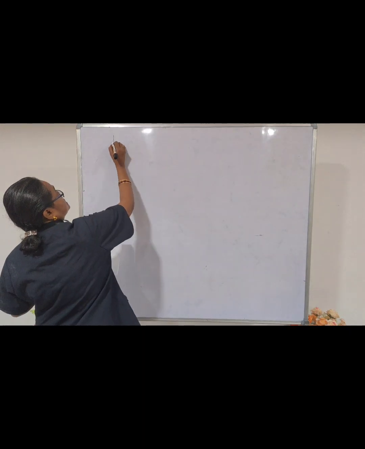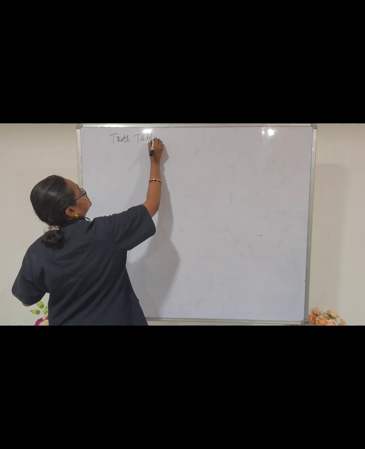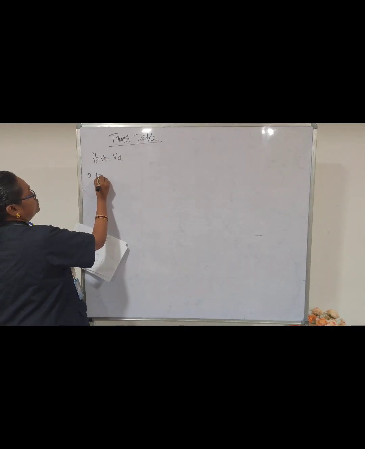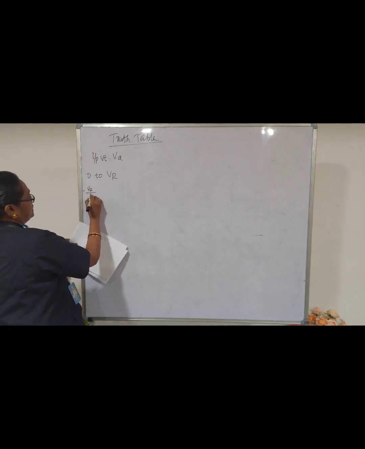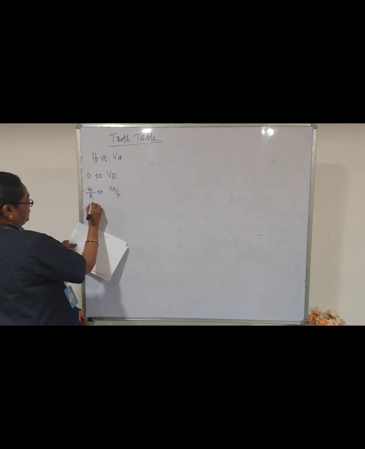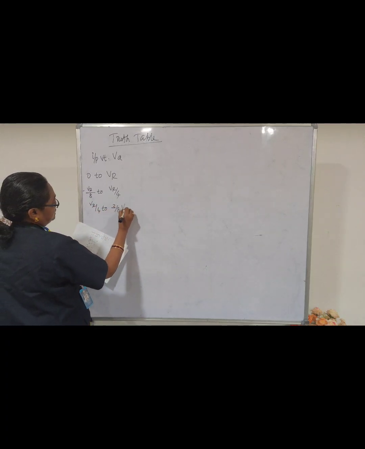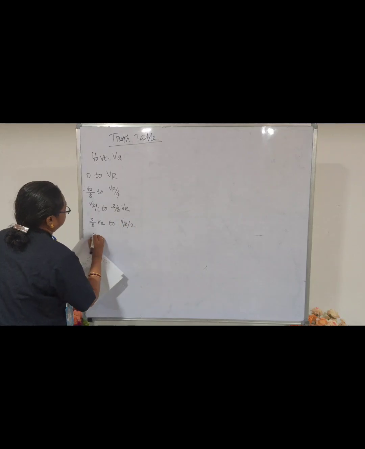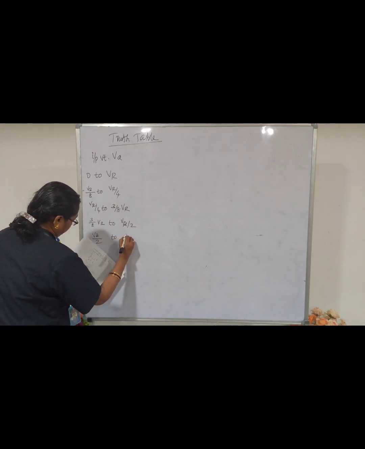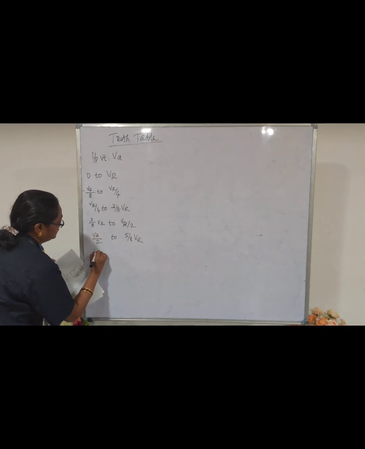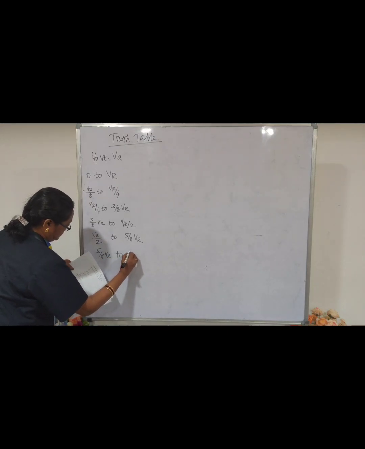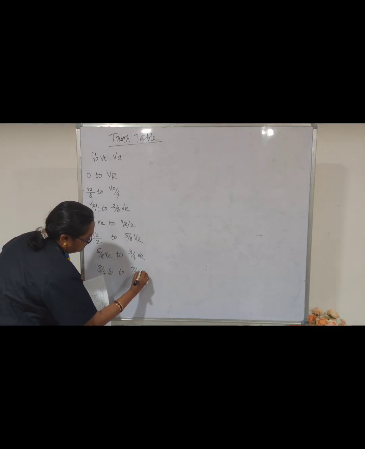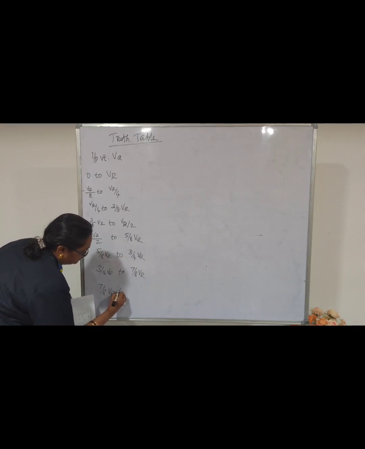So the truth table for this. Input voltage VA: 0 to VR by 8, then VR by 8 to VR by 4, then VR by 4 to 3 by 8 VR, then 3 by 8 VR to VR by 2, then VR by 2 to 5 by 8 VR, then 5 by 8 VR to 3 by 4 VR, then 3 by 4 VR to 7 by 8 VR, then 7 by 8 VR to VR.